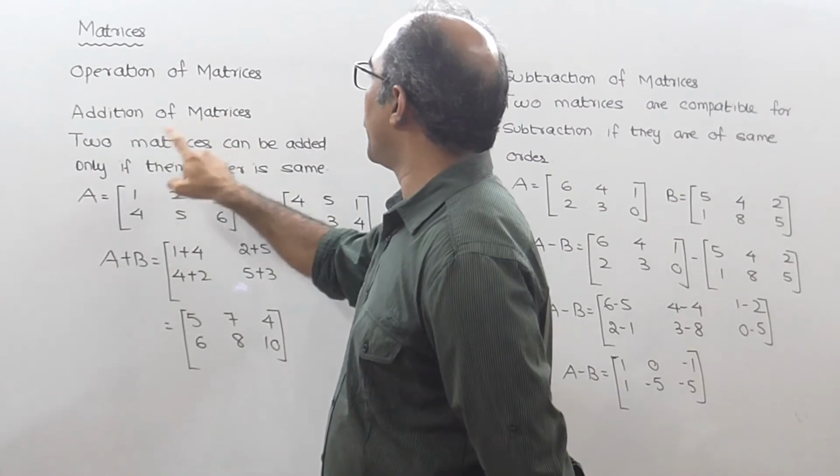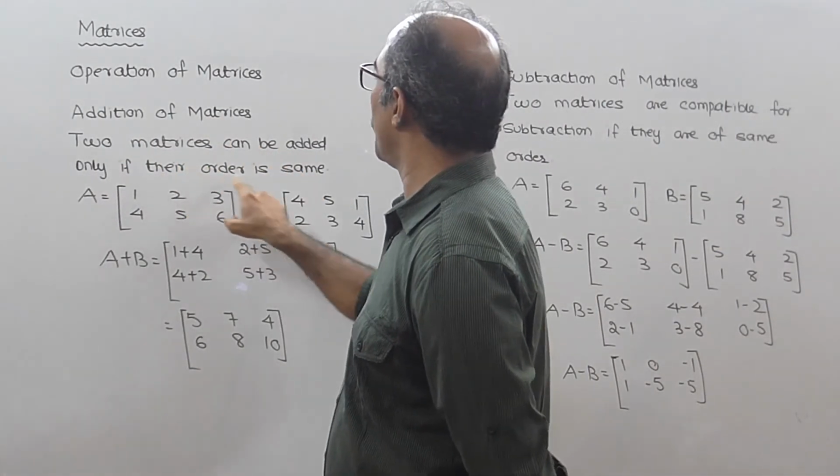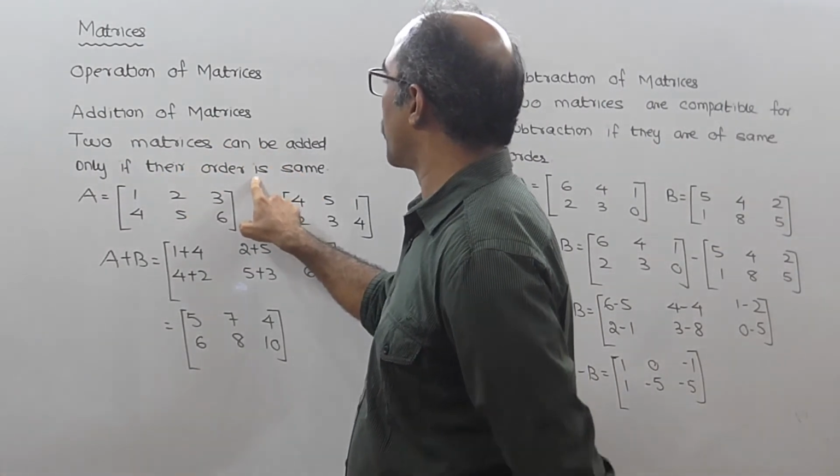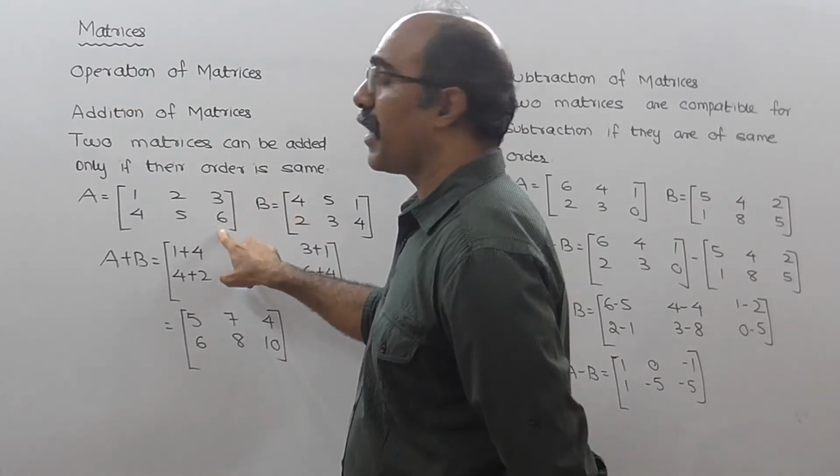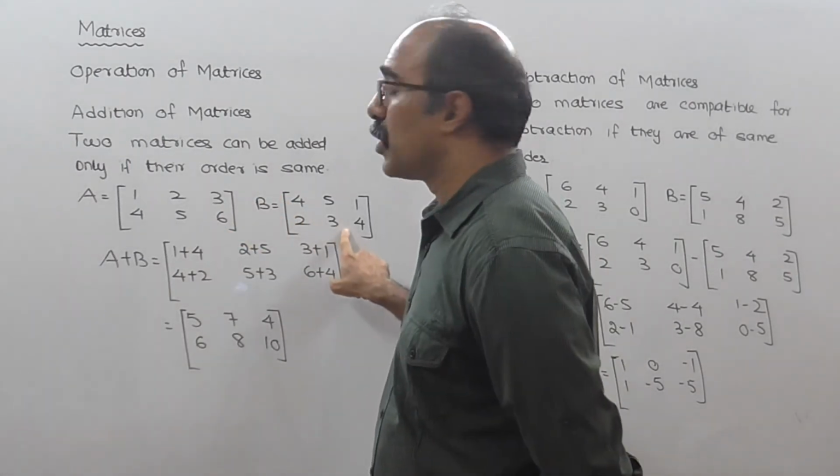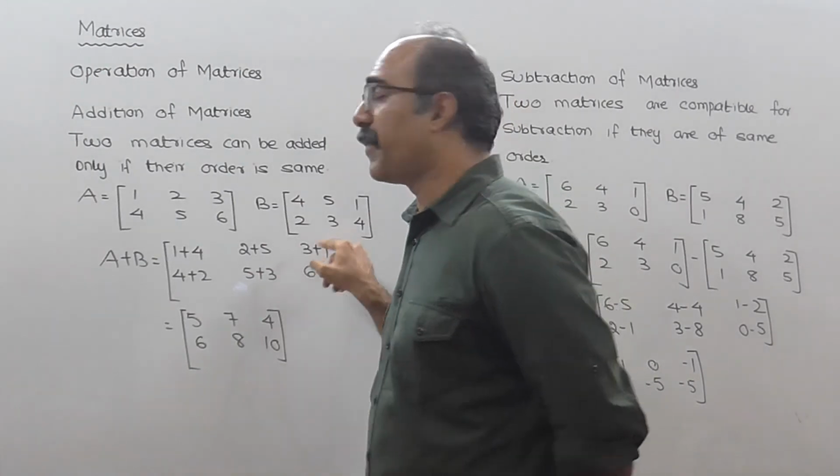So when can you add 2 matrices? 2 matrices can be added if and only if they are of the same order. Same order means if A is of order n by n and B is also of order n by n, then they are eligible for addition.